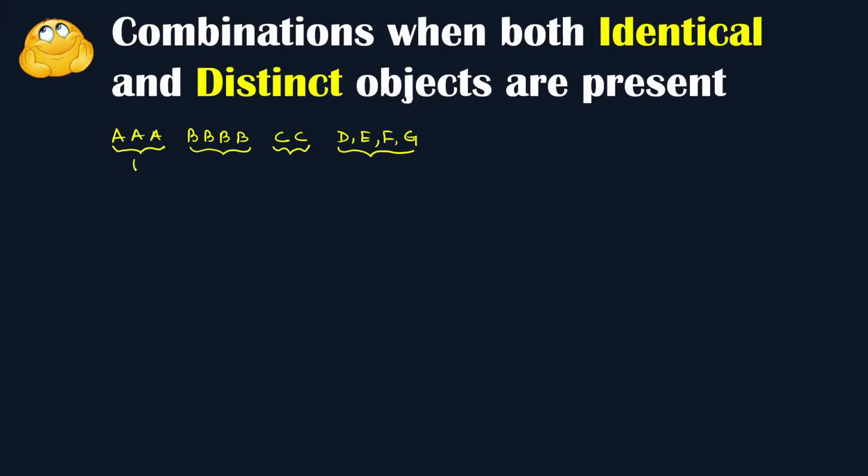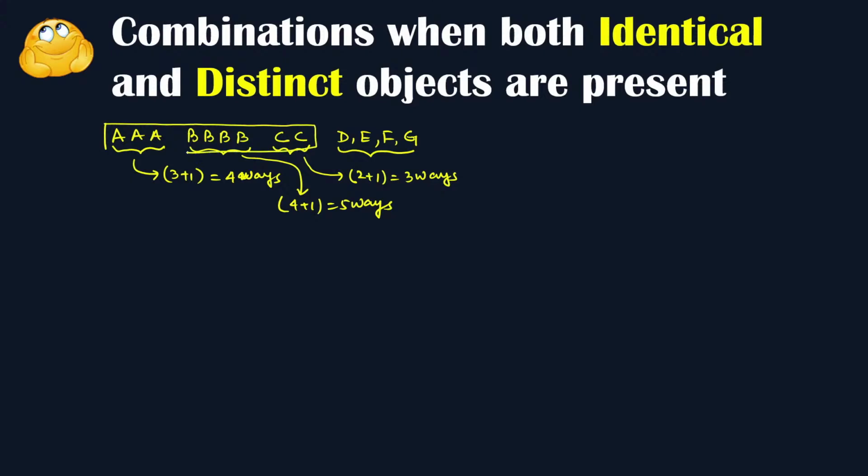These 3 A's can be selected in 3 plus 1, that is 4 ways. Yes or no? These 4 B's can be selected in 4 plus 1, that is 5 ways. These 2 C's can be selected in 2 plus 1, that is 3 ways. Yes or no? Therefore, only these objects can be selected in how many different ways? 4 into 5 into 3 different ways. Are you with me? Now, what about these D, E, F and G which are distinct?